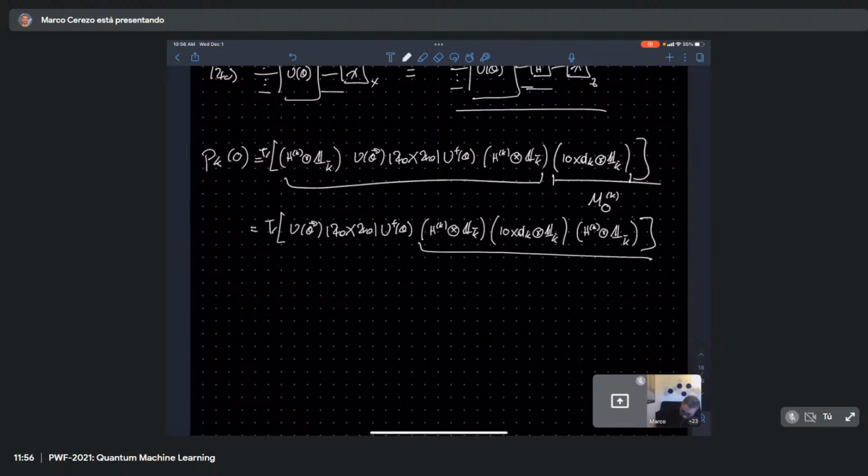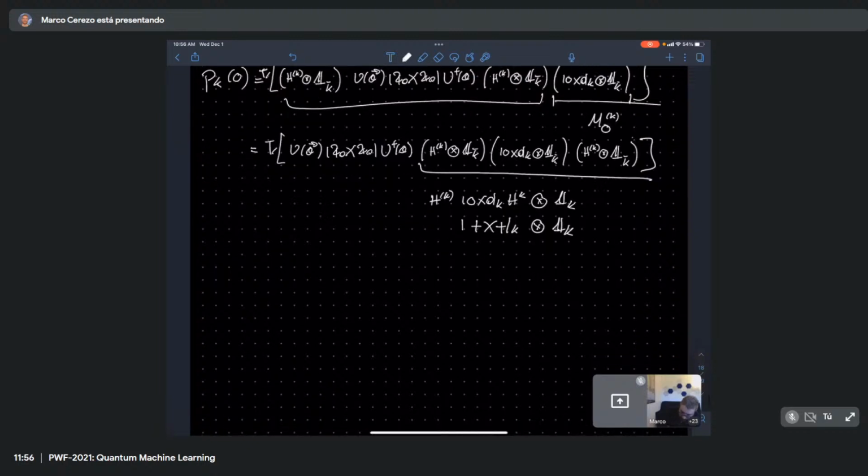Let's explicitly see this. So we already know that the product of tensor product operators is the tensor product of the products, right? So this can be written as Hadamard in the kth qubit, acting on |0><0| in the kth qubit, Hadamard in the kth qubit, tensor identity times identity times identity, which is an identity, right? And what is Hadamard acting on 0? Well, we already know this. This is the plus state on the kth qubit.